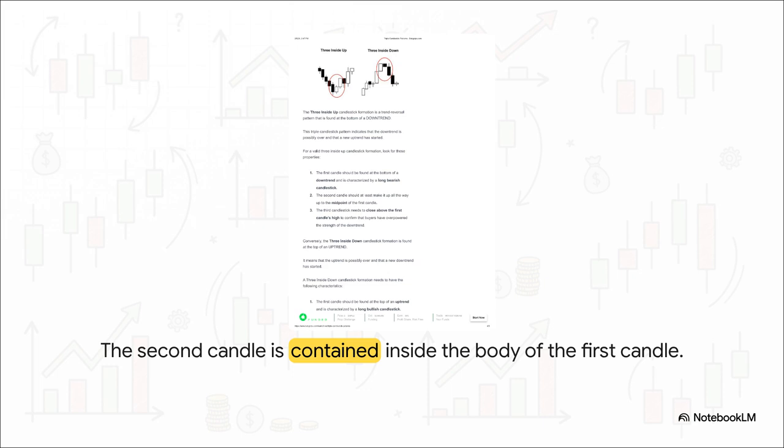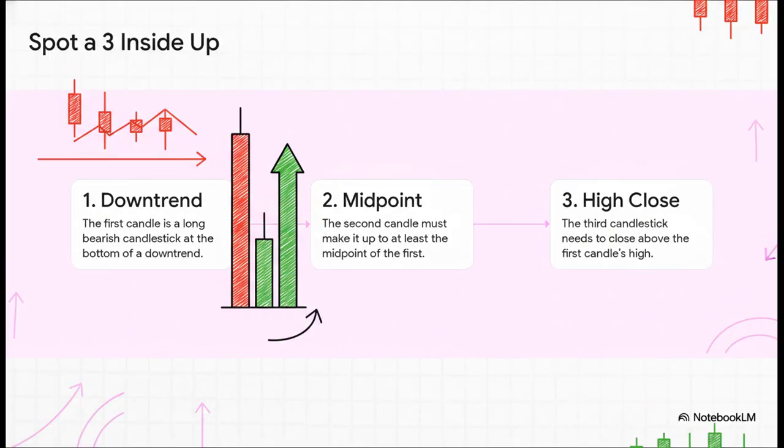That first big candle represents the old trend, but that second, smaller candle shows that the trend is losing its power from within. So here's the story for a 3 inside up. First, you have a long, bearish red candle that's continuing the downtrend. Then, the second candle is a bullish green one that manages to push at least halfway up the first candle. But the final piece of the puzzle, the real confirmation, is that third candle. It has to close above the high of the very first candle. That's the proof that the buyers have wrestled control back from the sellers.